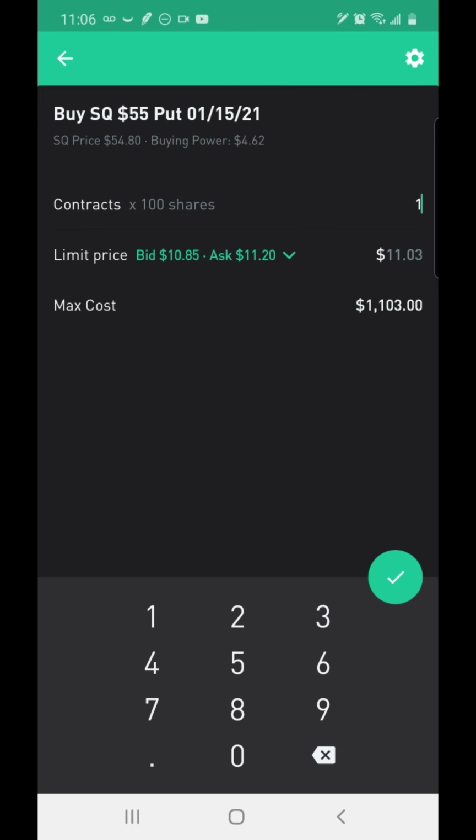But if you want to get into the option right away, then you will adjust the limit price and have it match the ask price. And that way you can get in right away. I wouldn't recommend that unless, let's say, a couple of conditions are met. For example, if the bid and ask price are really close, like the difference is only maybe 5 cents, 2 cents, then it's really not that bad.